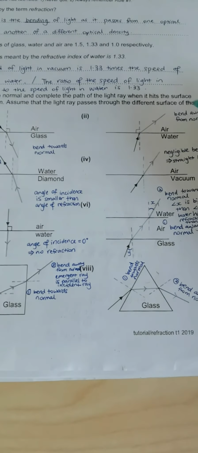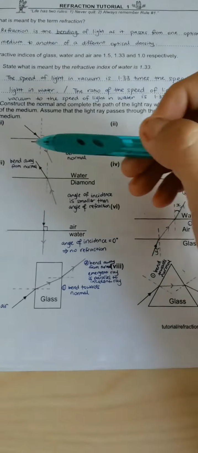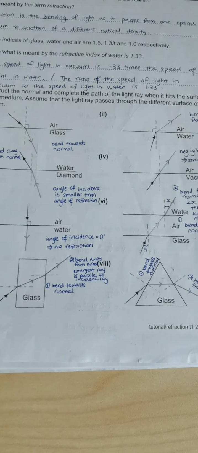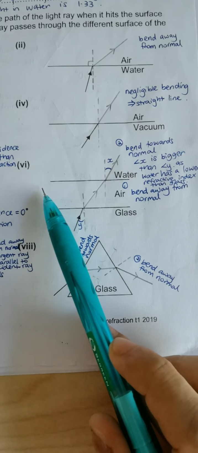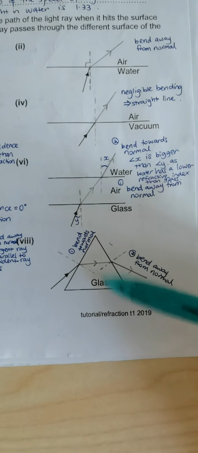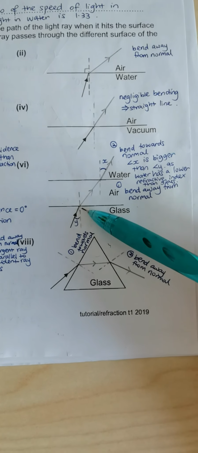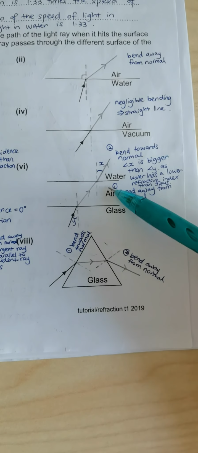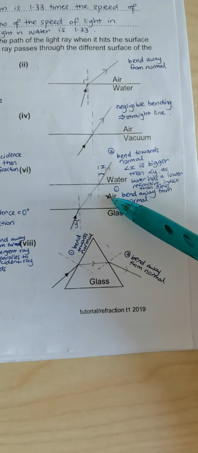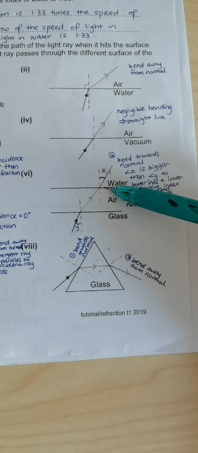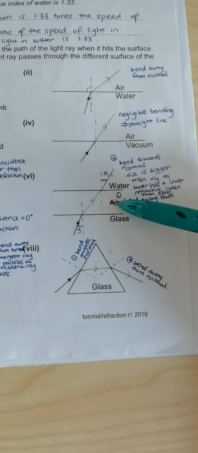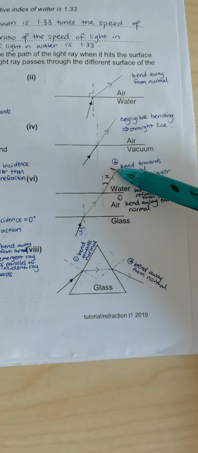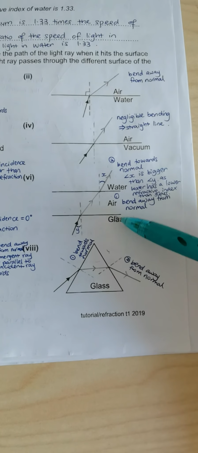But we do not have the exact angles of how much to bend away or towards the normal, so we just draw an estimated diagram there. So for this particular question, you have the light ray moving from glass into air. So the light ray will bend away from the normal because air is optically less dense. But when it is traveling from air to water, less dense to denser medium, the light ray will bend towards the normal. However, we note that this part is glass.